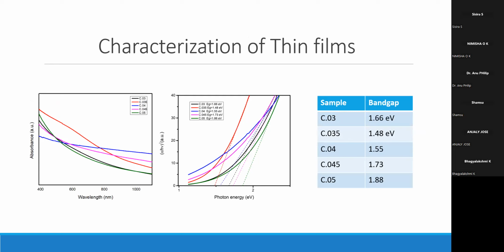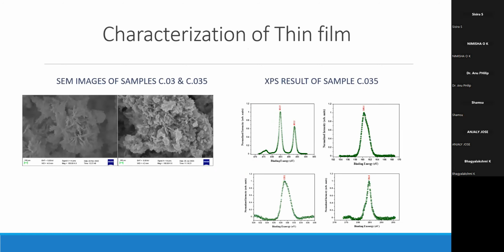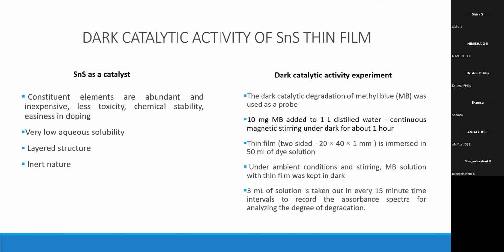For example, C0.03 exhibited an extraordinary behavior. It showed a greater band gap of 1.6. It may be due to the presence of the SnS2 phase, which is reported to have a higher band gap than the SnS phase. Some images of some samples are shown. XPS result confirmed the formation of SnS. And due to the abundance of constituent elements, cost effectiveness, less toxicity, etc., SnS is suitable for device fabrication. Its chemical stability, low aqueous solubility, layered structure, inert nature, etc., make it a good catalyst.